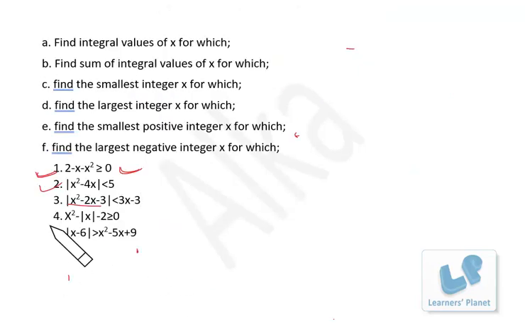Now let's see this one. X square minus modulus of x minus 2 is greater than equal to 0. So if we factorize this, we'll get modulus of x plus 1 times modulus of x minus 2 should be greater than equal to 0, right? So here in this case we have modulus of x instead of x, so treatment will be a bit different, right? So if the product of these two expressions is greater than equal to 0, that means either both of them should be greater than equal to 0 or both of them should be less than equal to 0.